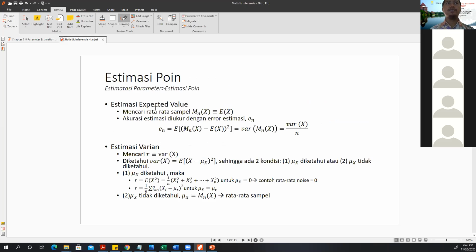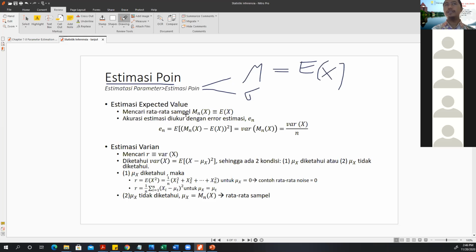And then first, how to estimate the point or point estimator? As you know, the point that we are talking about is the mean, or equal to the expected value. Another name of the mean of a population is expected value, and also the standard deviation of populations from the sample. Okay, first is how to estimate the expected value.